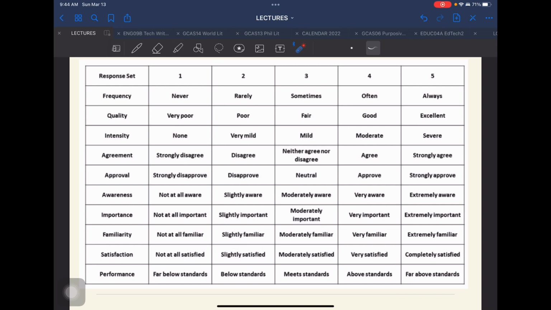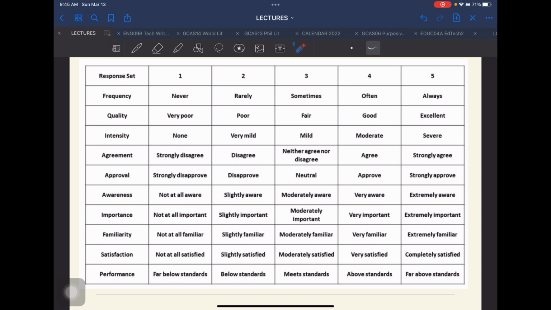Another example is level of approval for a particular variable in your research, such as the voters' level of approval during the election. We can use this, and the corresponding rates for this scale are strongly disapprove, from the negative, disapprove, neutral, and then approve, and then strongly approve. So again, this is under level of approval. Depending on the type of output that you are expecting in your research, these are some of the response sets that you can use for your research.